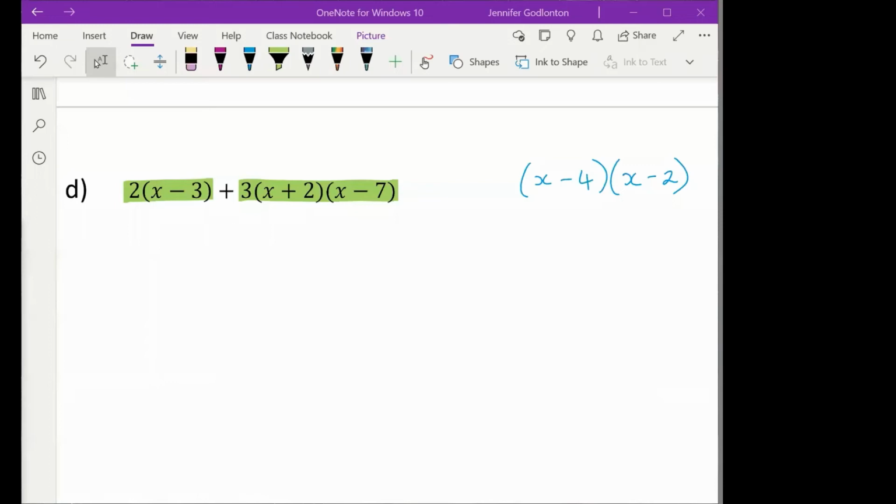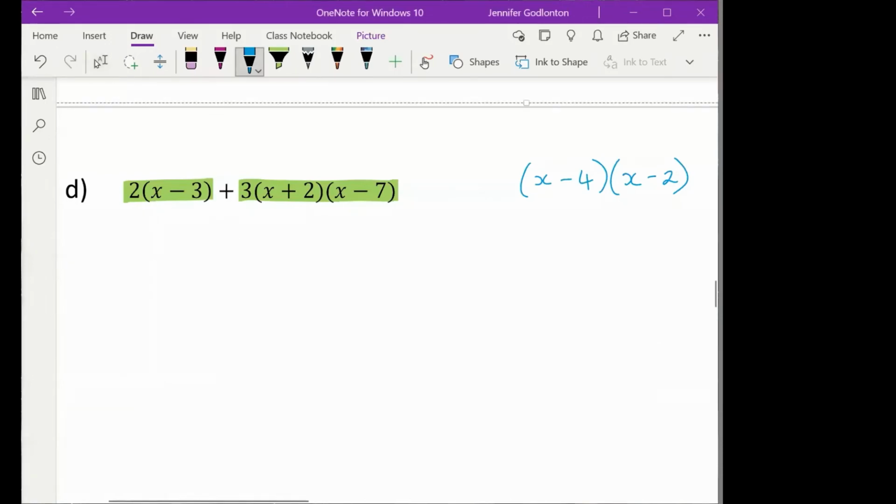Let's see. Blue final answer. We've got x squared. Okay, so some of that's looking great. Just be careful with your signs. So we're just going to have a look at our signs if you're working in the blue question.